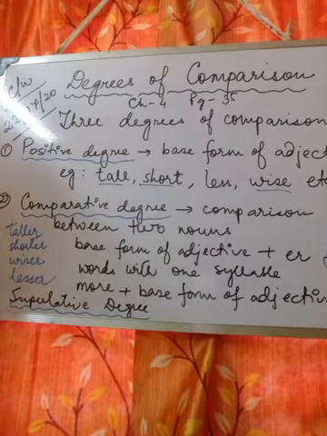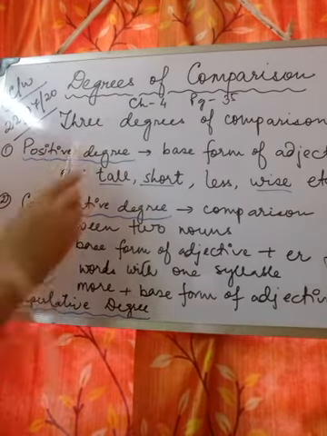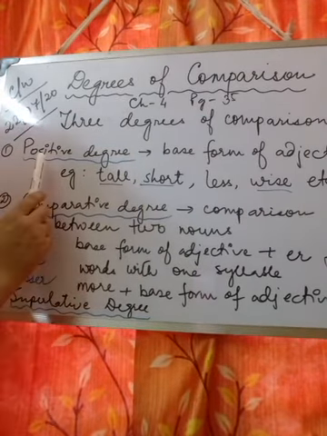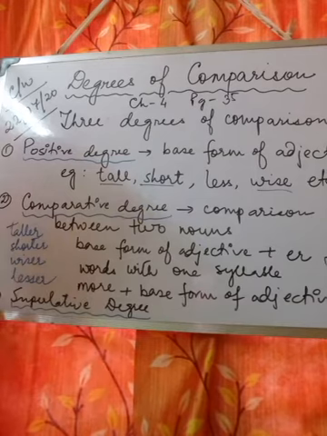Today we will understand degrees of comparison. As you know, there are 3 degrees of comparison of adjectives. The first is the positive degree, the second is the comparative degree, and the third is the superlative degree.